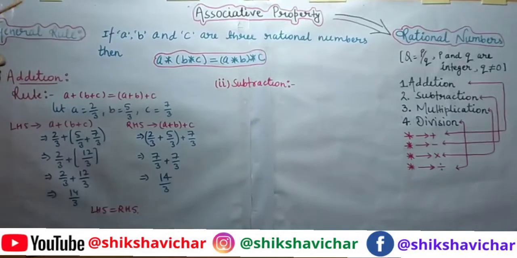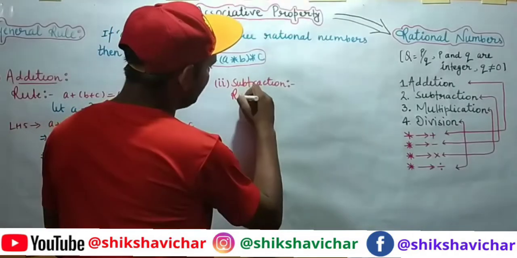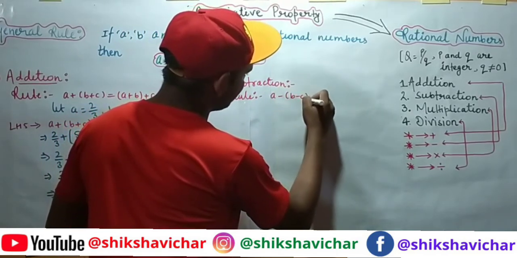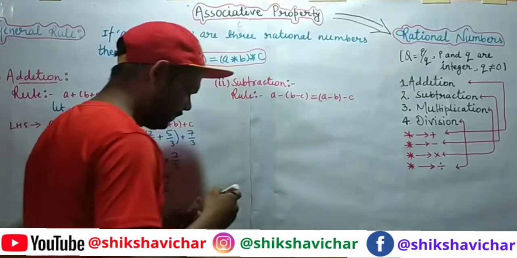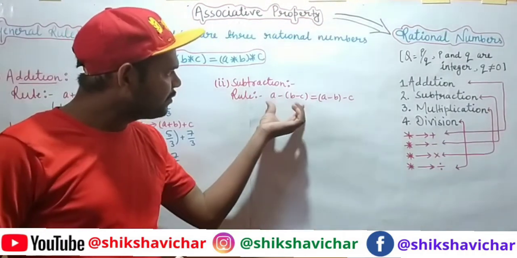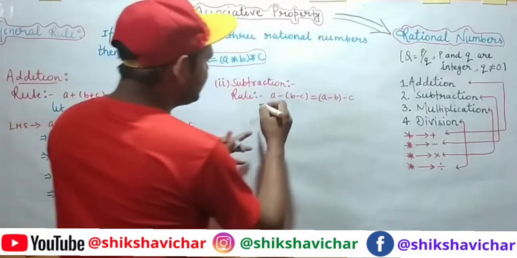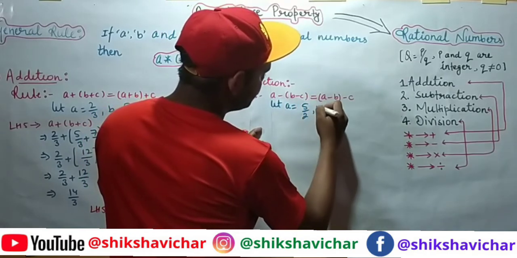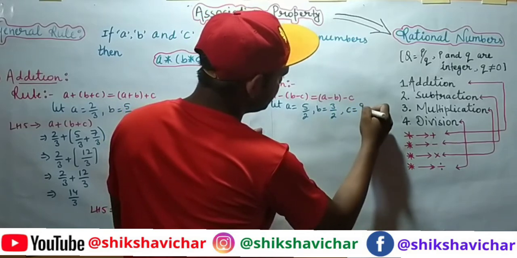Okay, next case, that is subtraction. So what is the rule for subtraction? The rule would be a minus (b minus c) equals (a minus b) minus c. Again we have to take some values and then check the result for the verification of this. So let a equal 5 upon 2, b equal 3 upon 2 and c equal 9 upon 2.